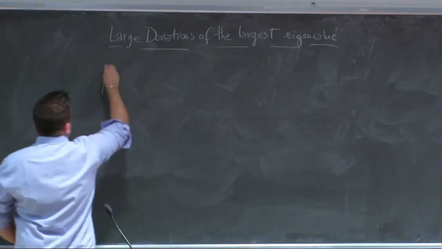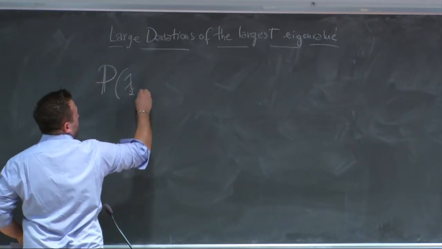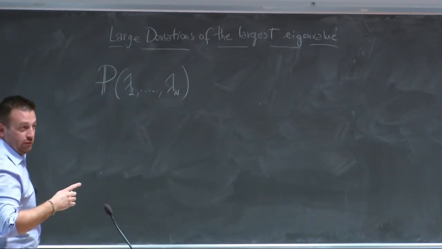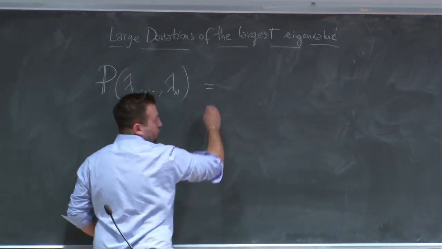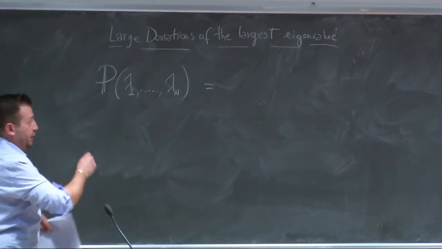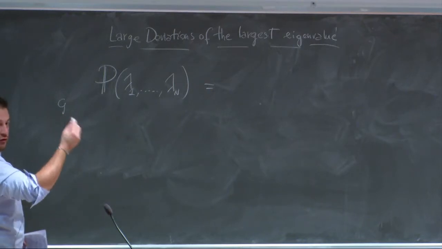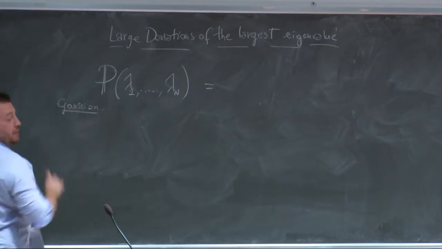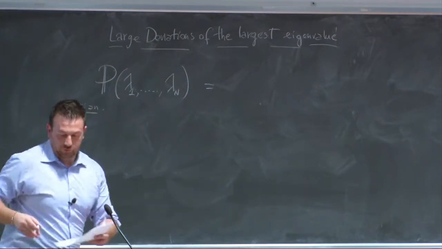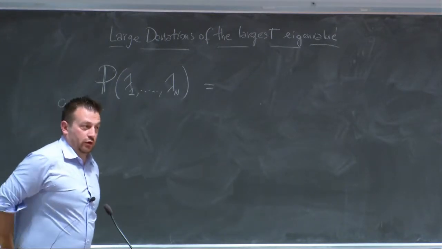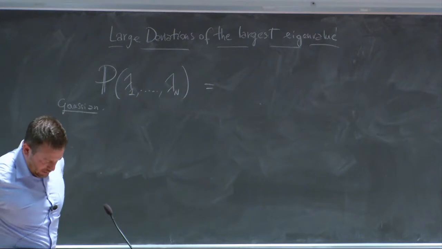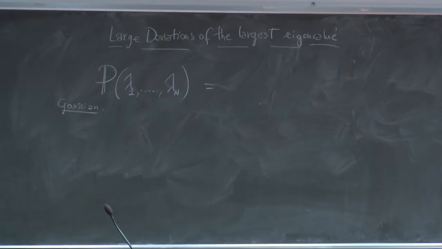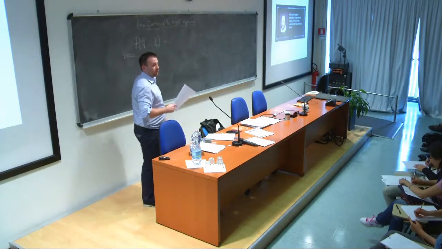Okay, question. What is the joint probability density of the eigenvalues of Gaussian matrices? Can you help me? So Gaussian matrices, GOE, GUE, or GSE. What is the joint PDF of the eigenvalues? We've seen it over and over again, right? Can someone help me? Coffee? We'll ask you one by one.